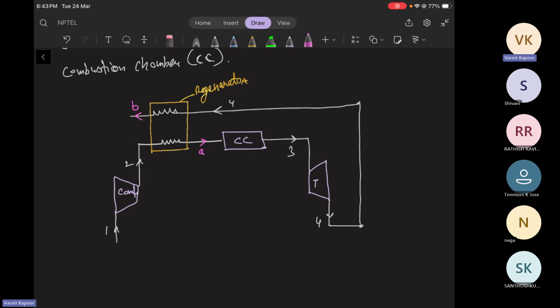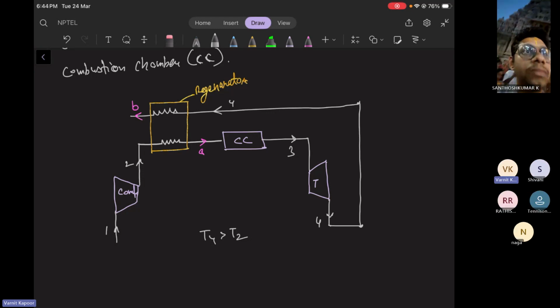Then eventually, if your temperature is already high, the amount of heat supplied will be less here. Keep in mind that the temperature of 4 will always be greater than the temperature of 2. Only then will it happen. So let us see the cyclic process of it. Just take a minute and absorb what I have made here. First, you need to absorb the diagram.